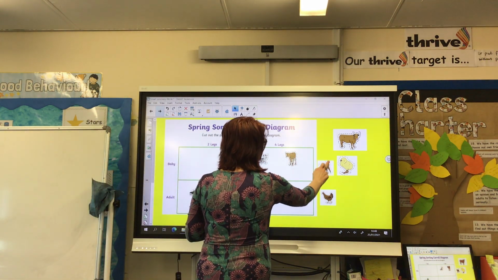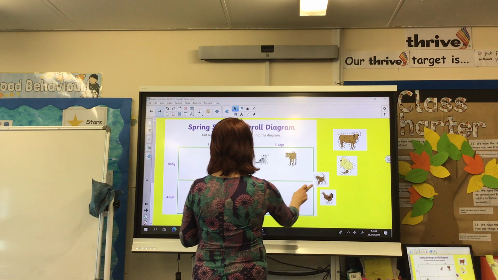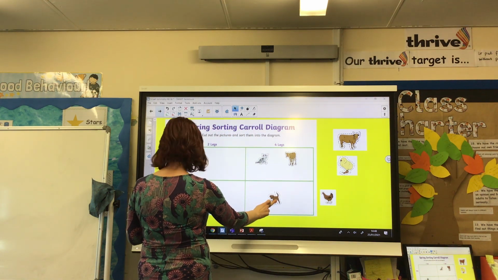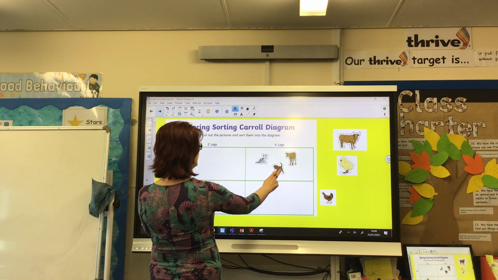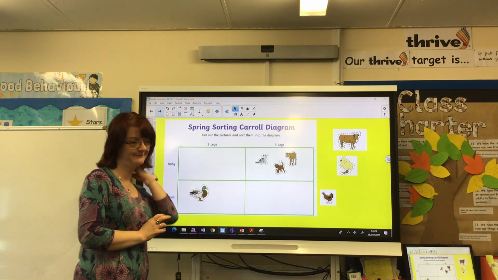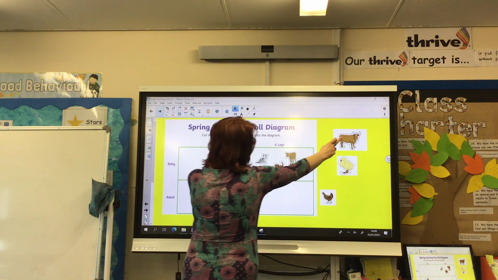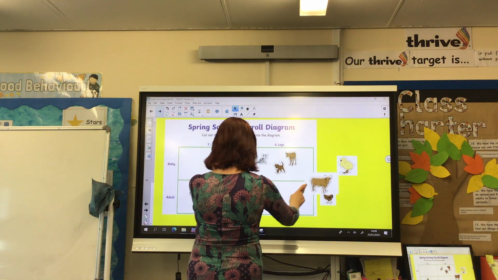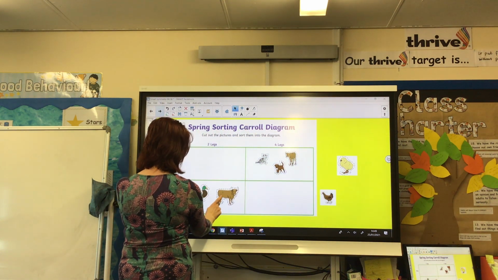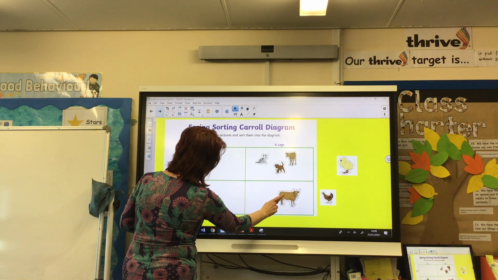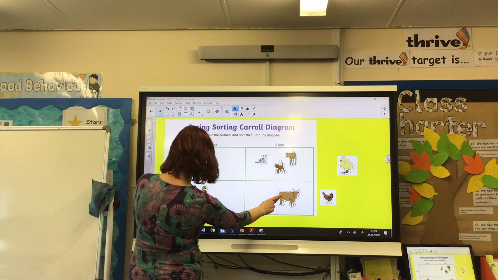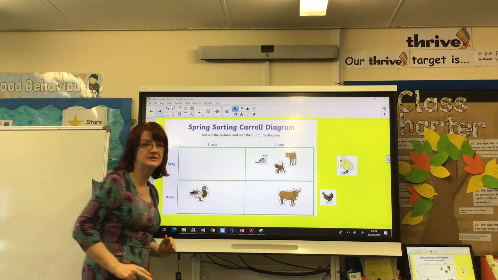This one, puppy. Oh, puppies. Well, I know puppies have got 4 legs. Is it an adult? Is it going to go there? No, it's a baby. A puppy is a baby dog. It's going to go in there. This one, big cow, an adult cow. Straight away I know it's here. Has it got 2 legs though? Is that the right place? No, it needs to go in this box here to show me it's 4 legs and it's an adult.